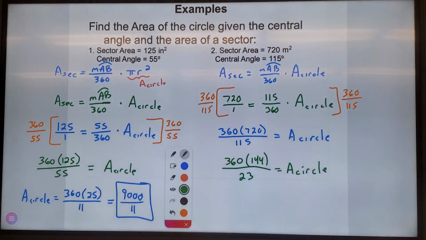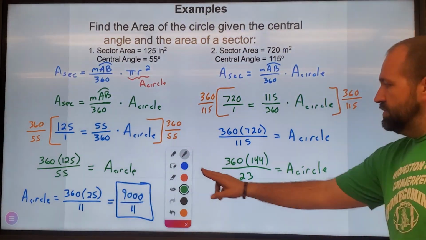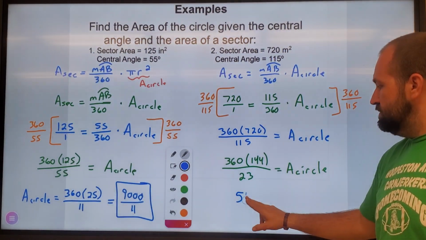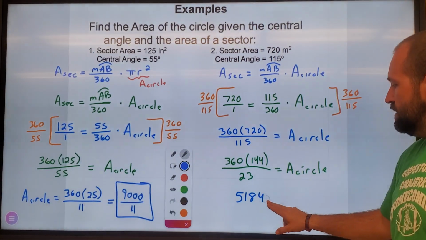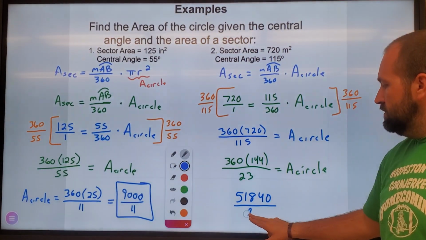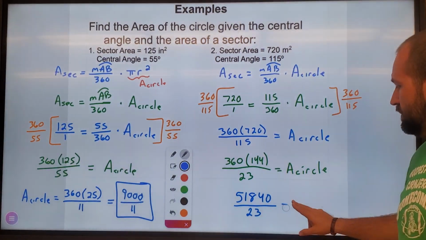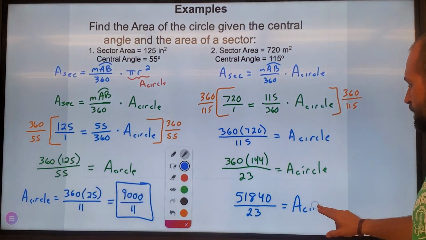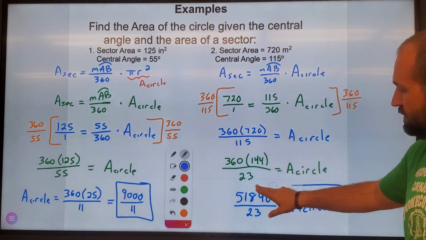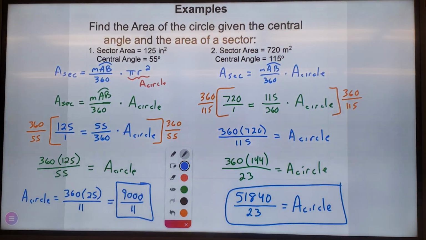And if I take 144 times 360, I get 51,840. So 51,840 over 23 is my area of the circle. Okay, again, not a friendly looking fraction. However, that is the answer that I am looking for. Okay, that can no longer be reduced. 23 is a prime number and can only be reduced by 1 and itself.